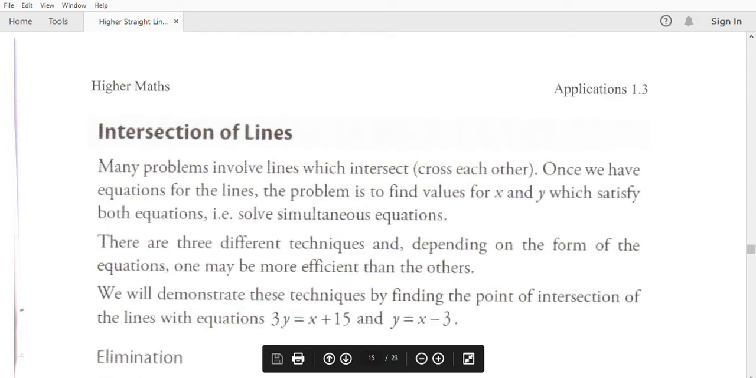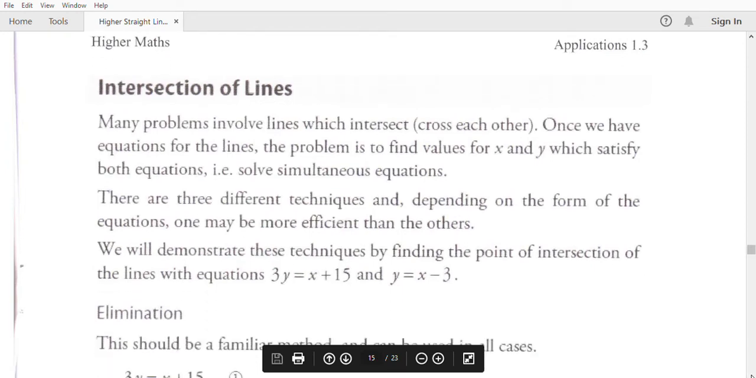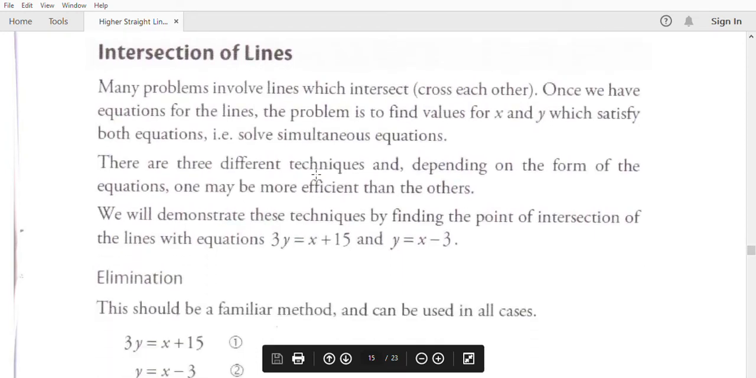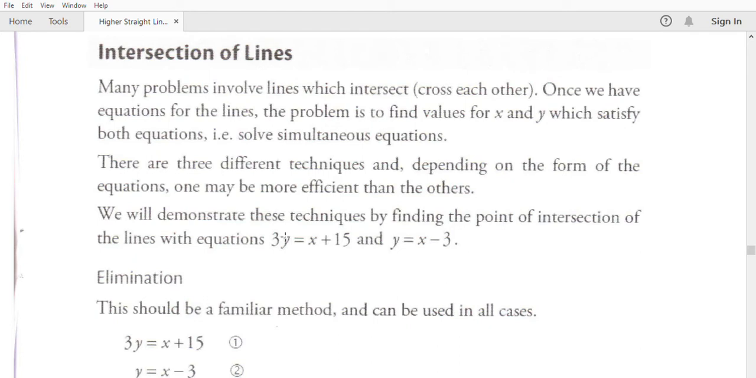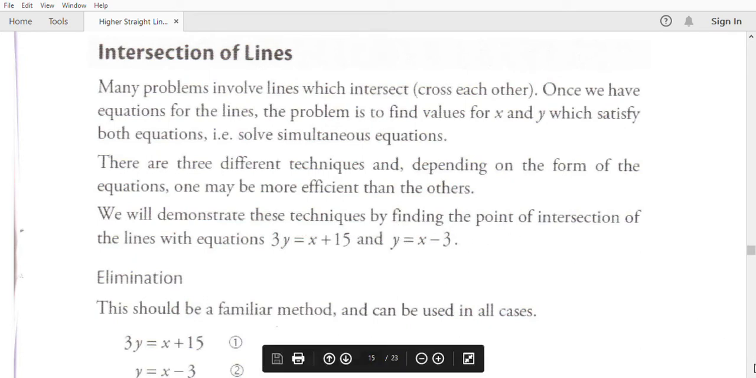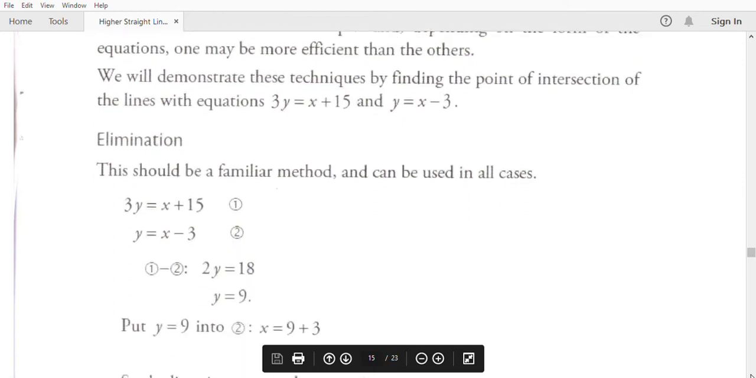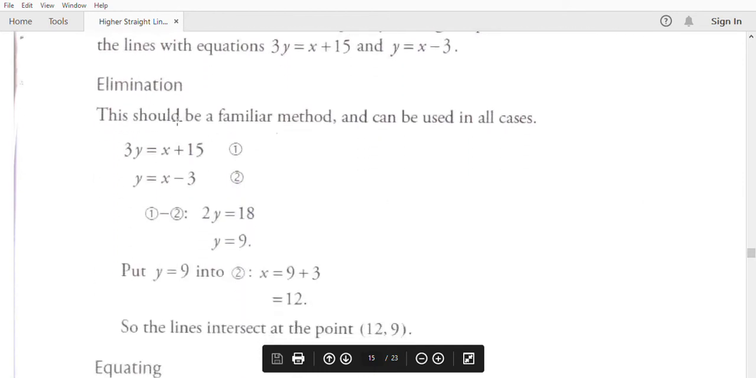So before we do the actual question, a quick reminder from National 5. If we are finding out where two lines cross, where does the line 3y equals x plus 15 and the line y equals x minus 3, where do those two lines intersect, or where do they cross? We can do that using simultaneous equations.